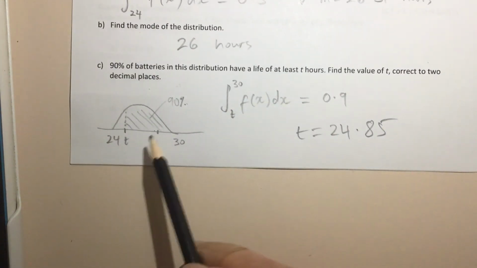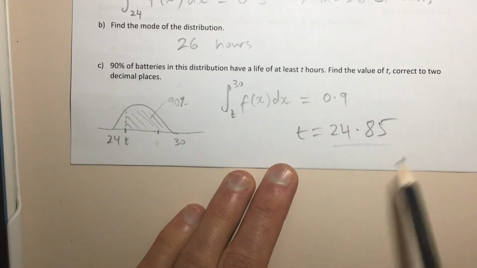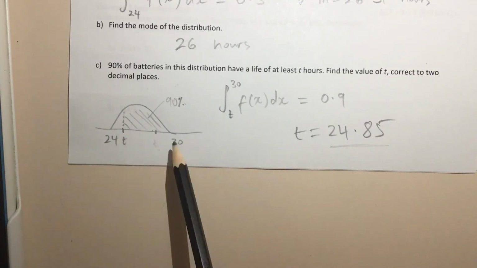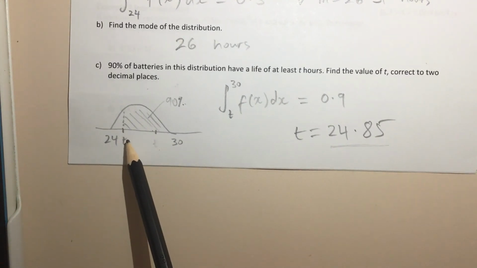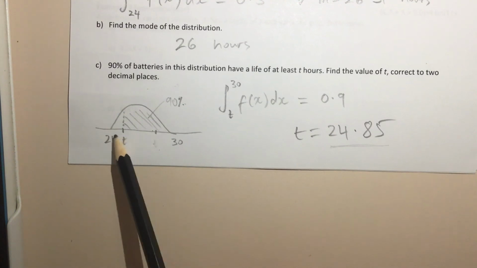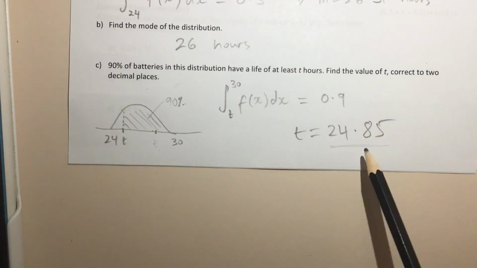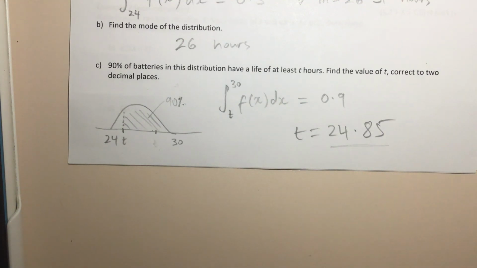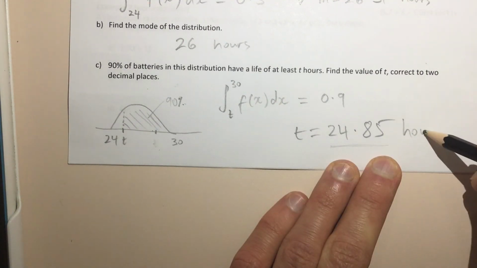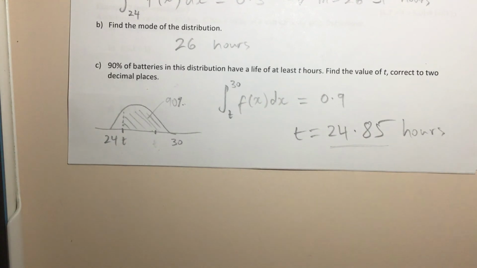And sometimes having a quick sketch of the situation helps you do a common sense check of your answer. Even just that very rough sketch that I drew here indicated that since 90% of the values are above t, t was much closer to 24 than to 30. So it gives us a sense that that answer of 24.85 hours is a realistic answer. So 24.85 hours. That's the end of that section.